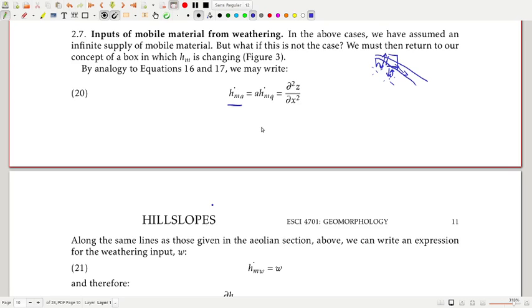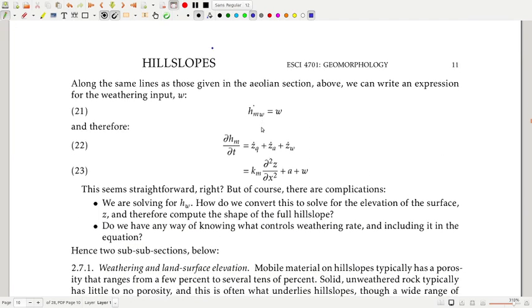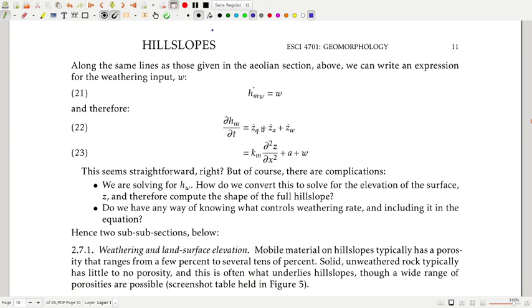So we have above the change in thickness of mobile material as a function of discharge downslope. We also talked about the weathering processes, and overall we have this dH sub m, so change in thickness of mobile material over change in time. That's equal to the amount that's coming in from creep minus the amount removed by creep, also from aeolian processes, and also from weathering.